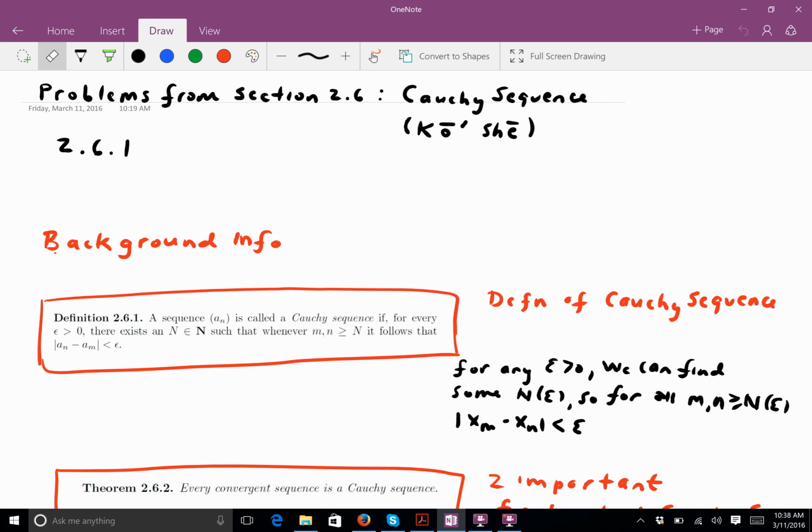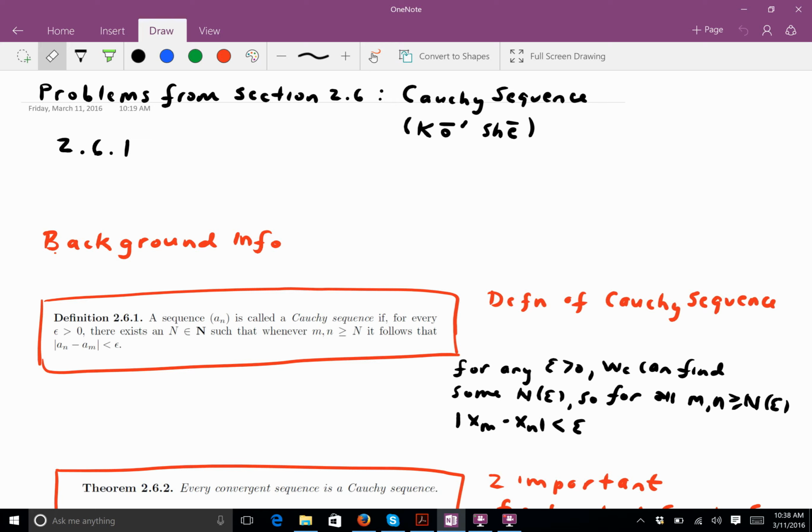So the definition of a Cauchy sequence looks a lot like the definition for a convergent sequence. And we're going to see that that's not a surprise, because a Cauchy sequence is a convergent sequence, and a convergent sequence is a Cauchy sequence. So that's not a coincidence. Okay? There's a reason why it looks like a convergent sequence.